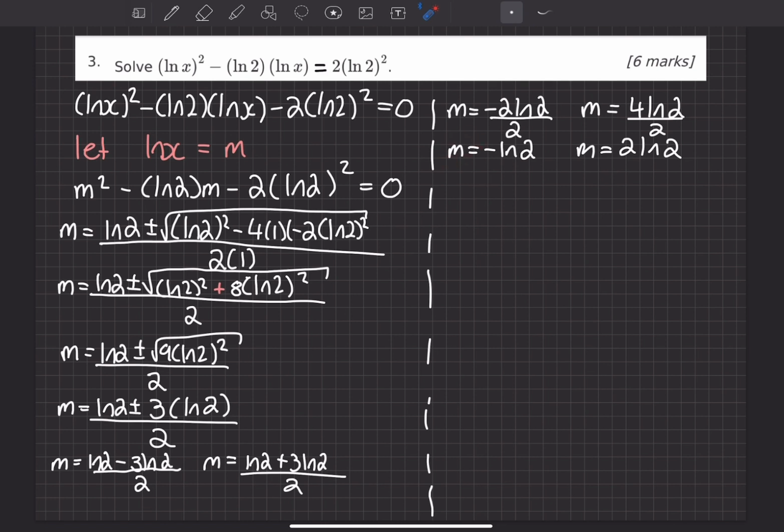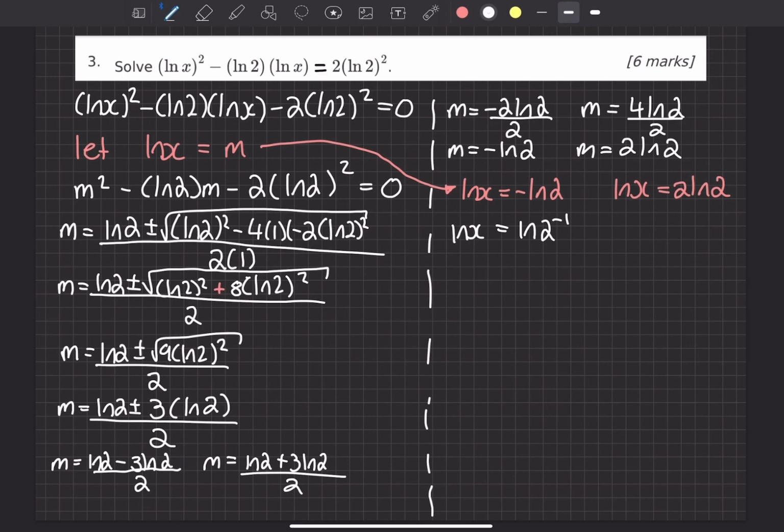But again, we weren't looking for m, we're looking for x. So how do we find x? We just bring this here, bring it back. And I have ln of x equals minus ln of 2, or ln of x equals 2 ln of 2, right? And from your logarithm laws, from your ln laws that you learned in Unit 1, we know that minus ln of 2 is ln of 2 to the power of minus 1, right? And 2 ln of 2 is basically ln of 2 to the power of 2. You just take this number here and you make it an exponent here.